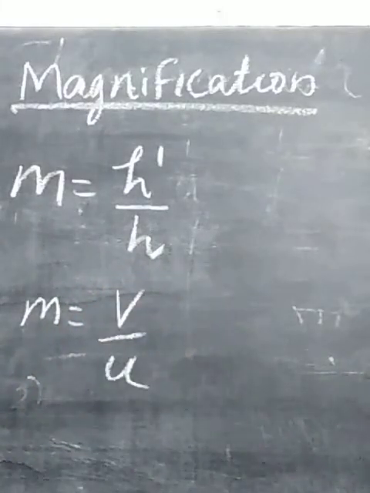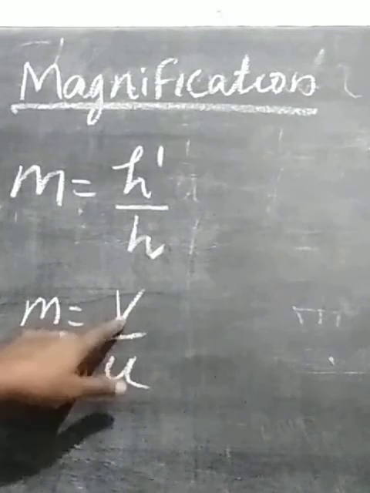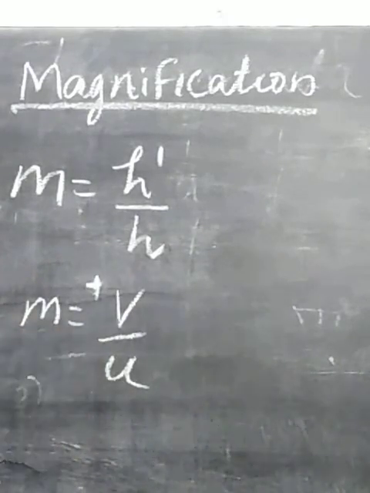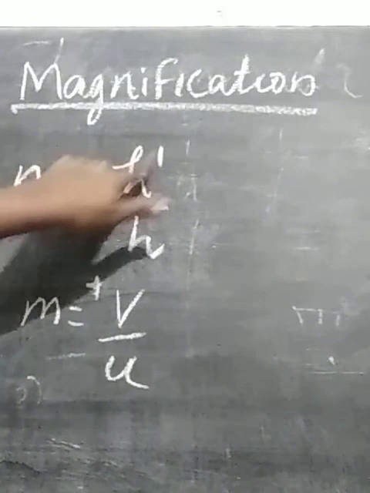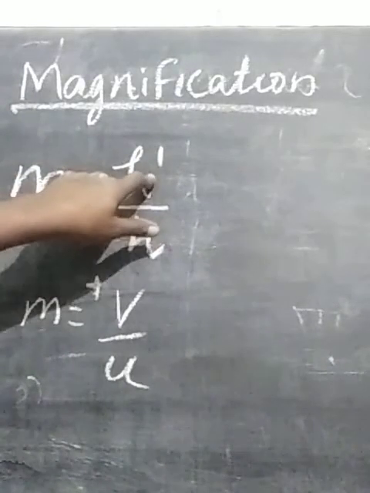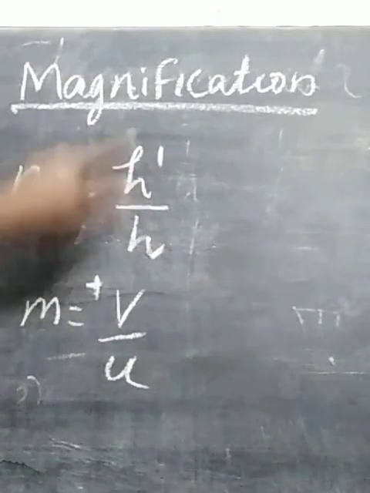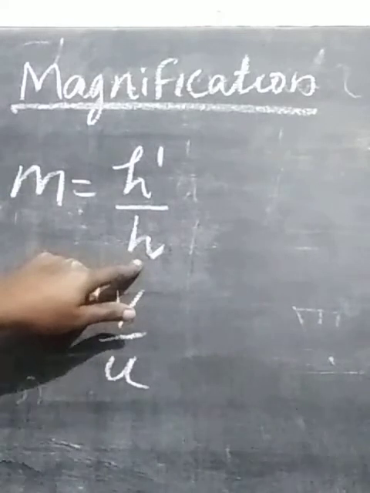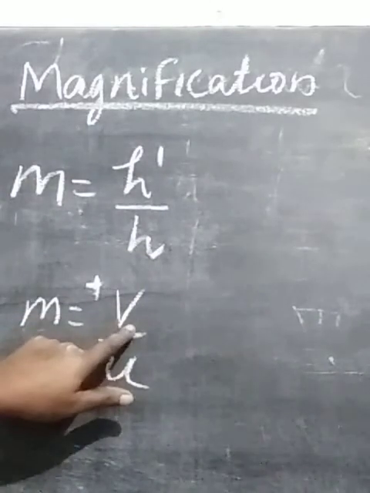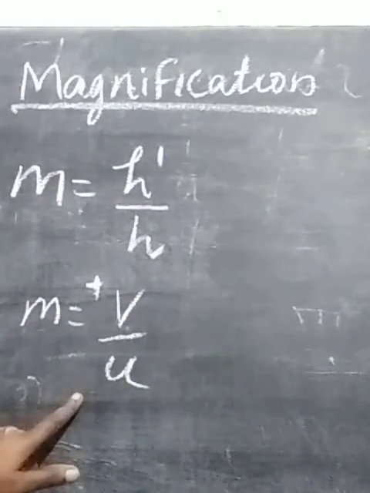An extra negative sign was there with the equation, but here the magnification formula is plus V by U, which will give you the magnification of a spherical lens. And this is another equation, h dash by h. Here h dash stands for height of the image and h stands for height of the object. Here V stands for image distance and U stands for object distance.